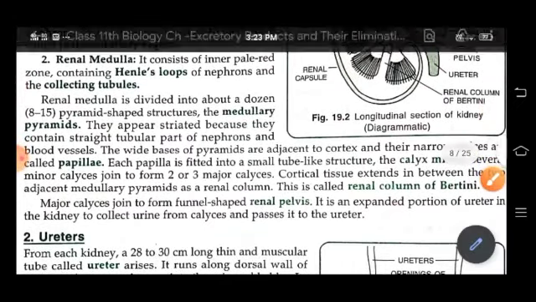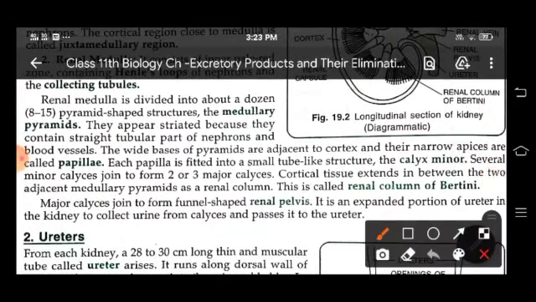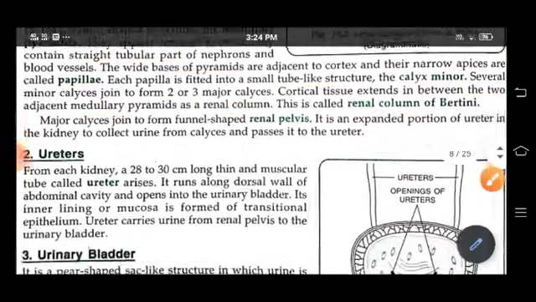Now these medullary pyramids appear striated as they contain the straight tubular parts of nephrons and blood vessels. The wide bases of the pyramids are called papillae, and each papilla is fitted into a small tube-like structure, the calyx. Several minor calyces join to form 2 or 3 major calyces. Cortical tissue extends in between two adjacent medullary pyramids as renal columns, known as the renal columns of Bertini.